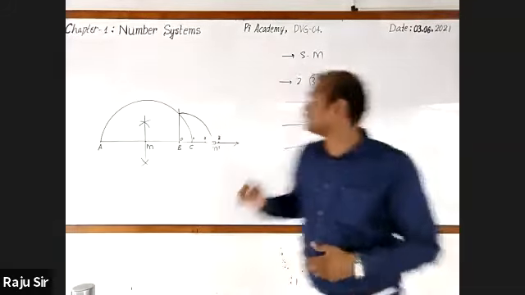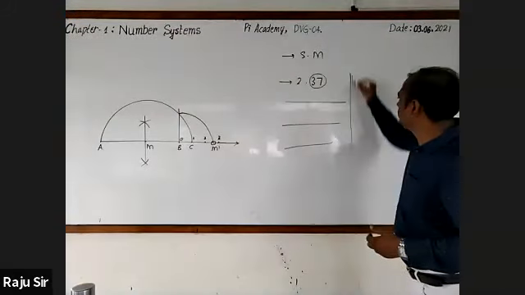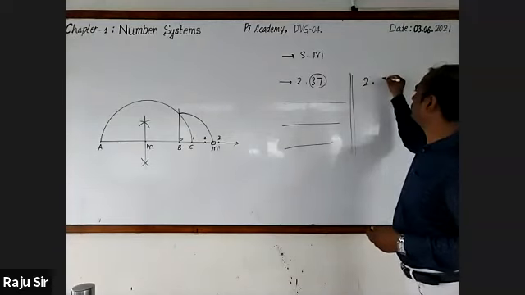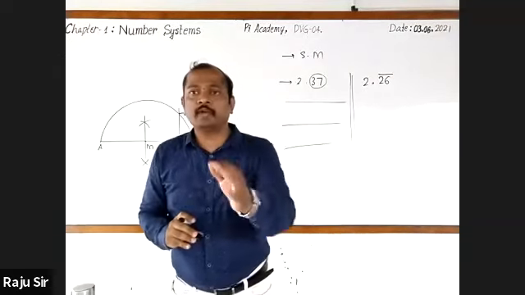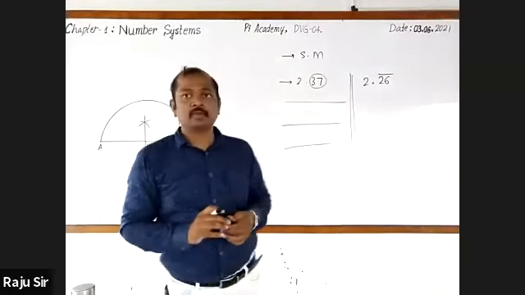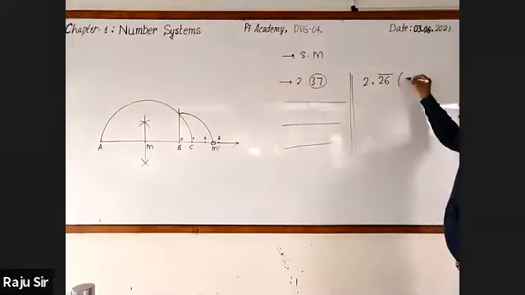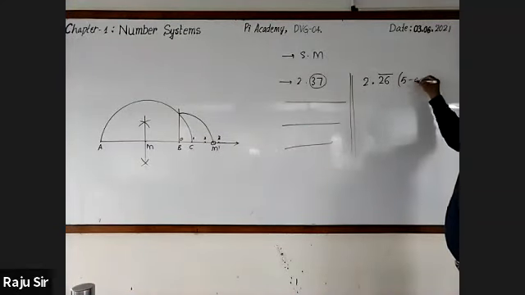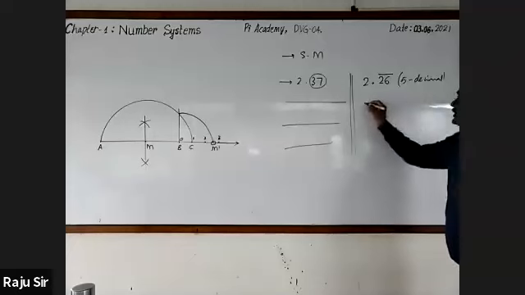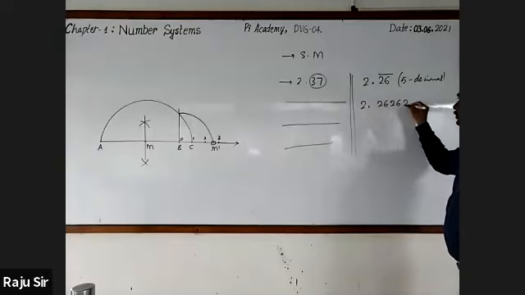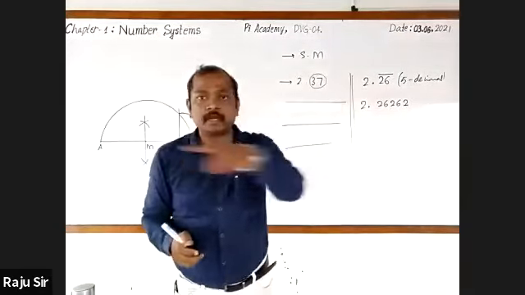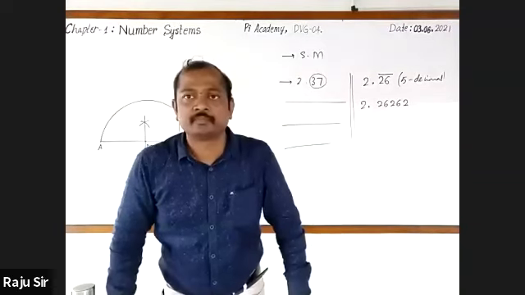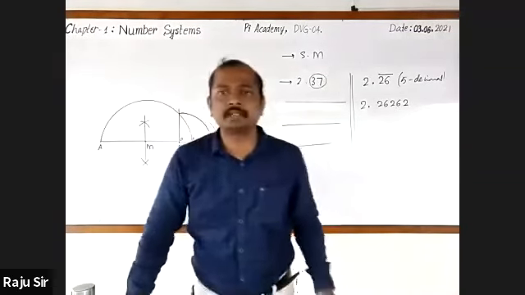Next, suppose let us take 2.26 bar. We have to represent this on the number line. So we will take up to 5 decimal places. 5 decimal places means it is 2.26262. Then could you tell how many number lines should be drawn? How many number lines can be drawn?